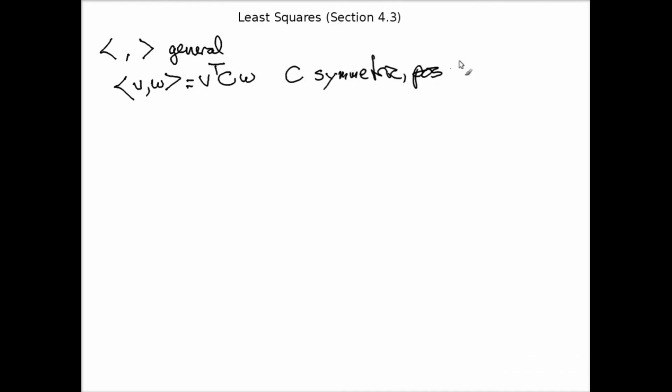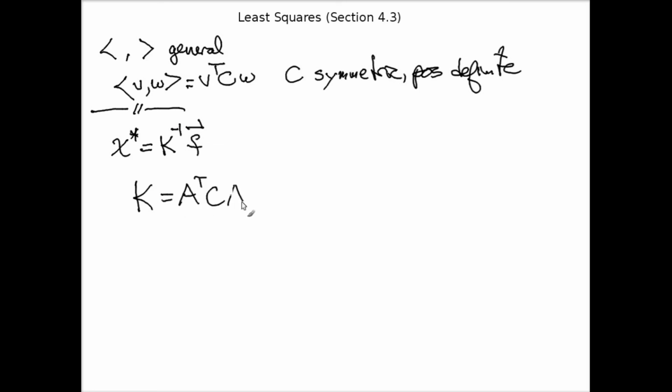Okay, I'm just going to conclude now with a variant, which is what do you do if this is a general inner product, not just the Euclidean one, which is to say VW is equal to V transpose CW, where C is some arbitrary symmetric positive definite matrix. And the answer is it's almost exactly the same. The way you minimize this function is the same formula, K inverse applied to F. The only difference is that now K is A transpose CA, and F is now A transpose CB.